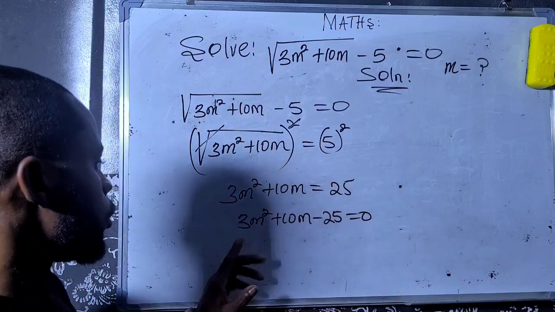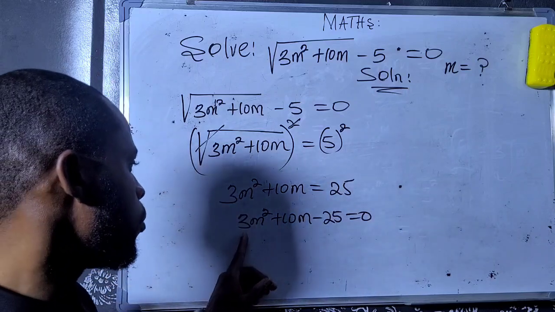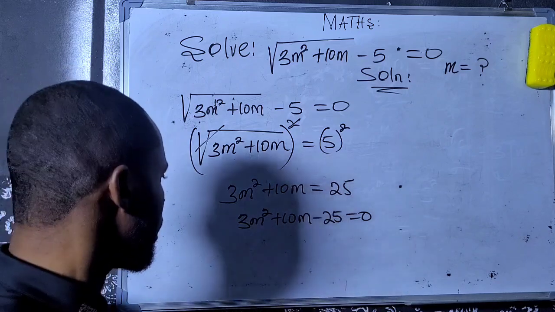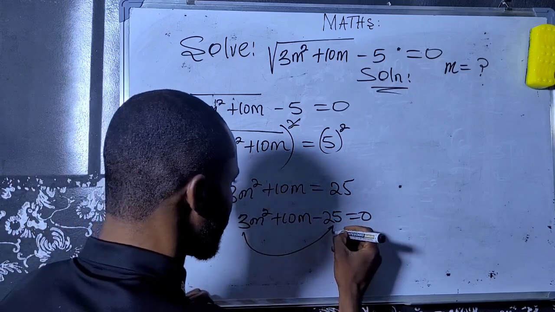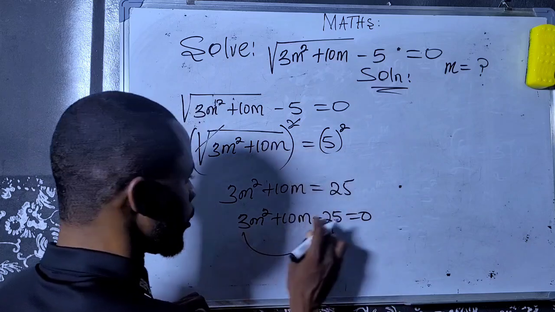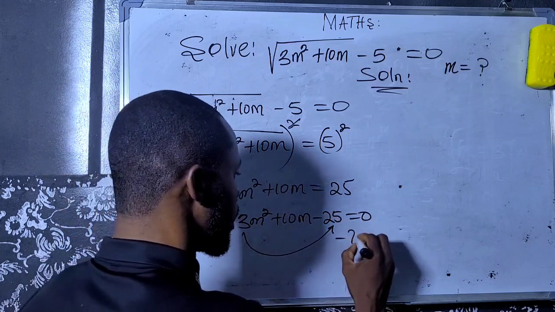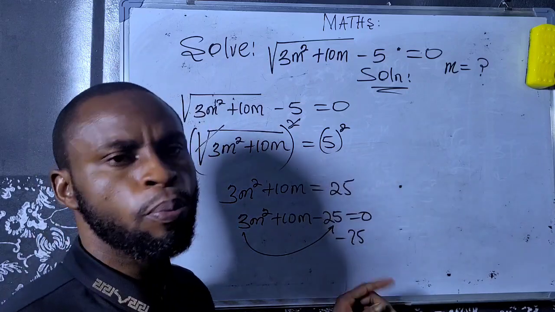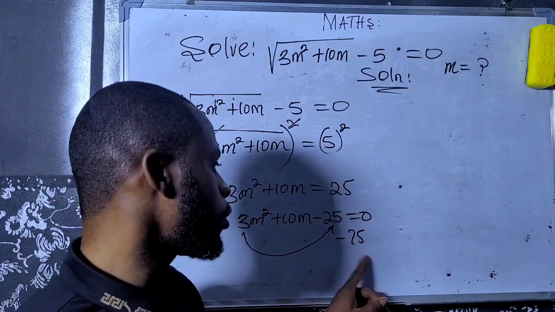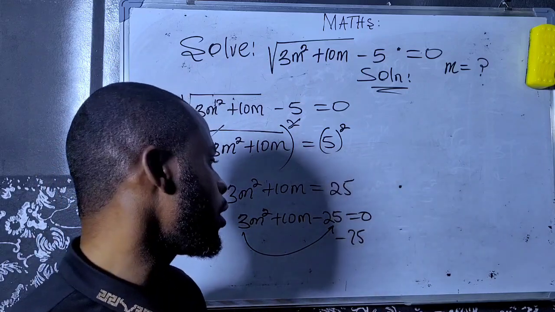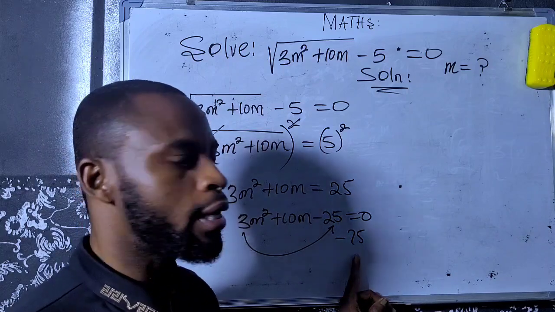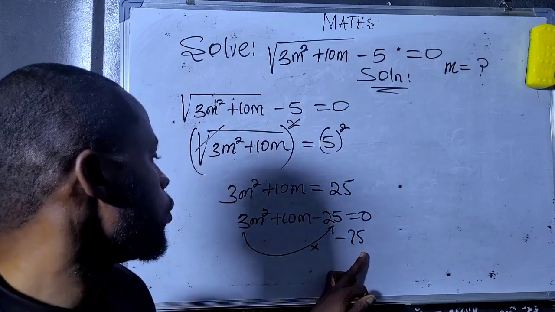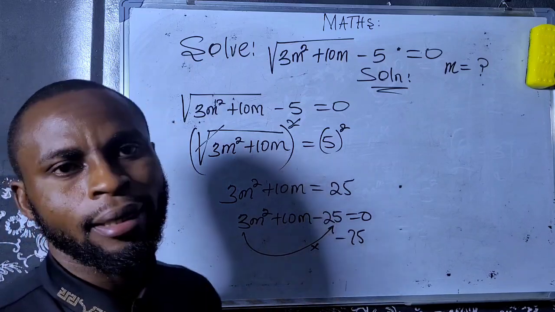Now, since we have 3 here, I'm going to multiply this 3, the leading coefficient, by the 25 here. I multiply this directly. That is 3 times minus 25. That will give you minus 75. Then now, what you need to do, look for 2 possible factors of 75, so that when you multiply, it will give you minus 75. Then when you add these 2 same factors, it will give you plus 10.